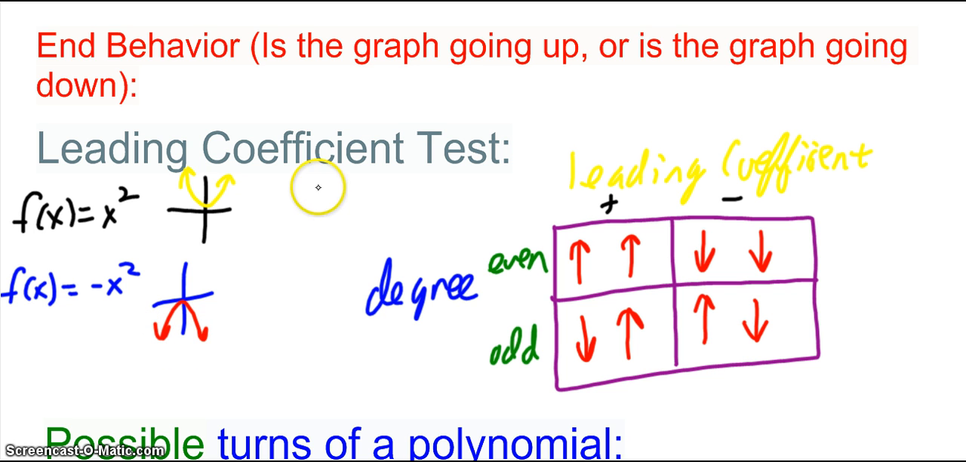And then if I have, for instance, let's just do f of x equals x. The degree is odd because it's 1. The leading coefficient is positive. And we know this graph looks like this. So it goes down left, up right. And if I have f of x equals negative x, degree is odd because it's 1. Leading coefficient is negative.